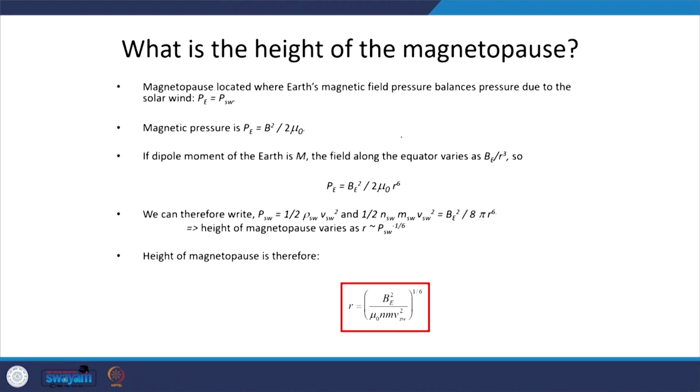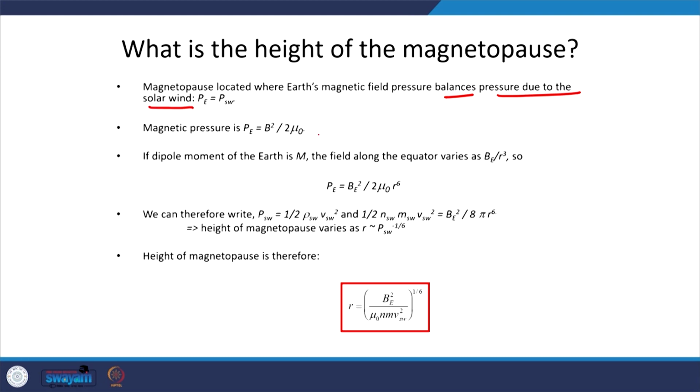In the earlier case, when we were talking about the solar wind's interaction with the ionosphere, the pressure balance was the dynamic pressure. So, the height of the ionopause can be evaluated using the pressure balance of the dynamic pressure, and here it can be evaluated using the magnetic pressure, right. So, the magnetopause is located where the Earth's magnetic field's pressure balances the pressure due to the solar wind.